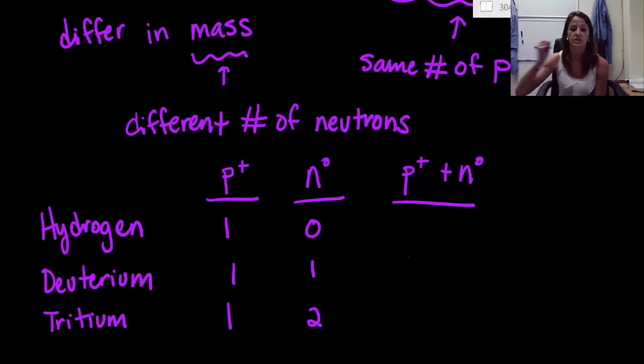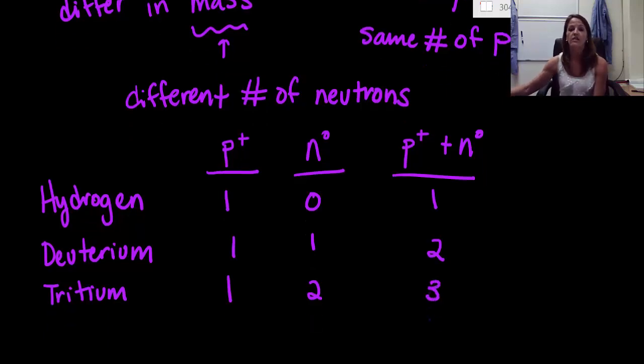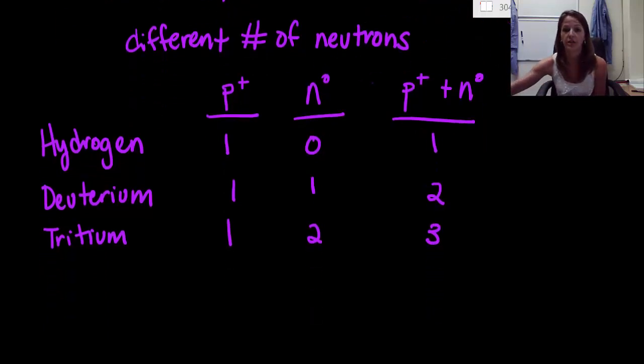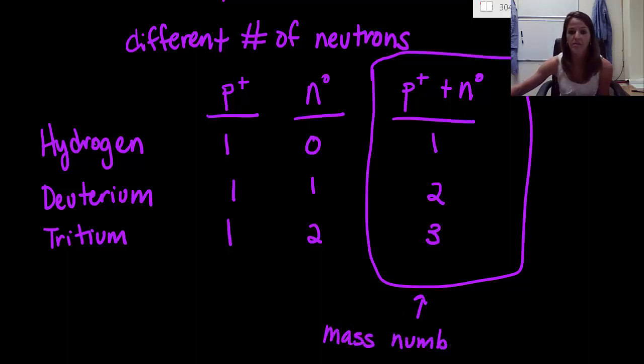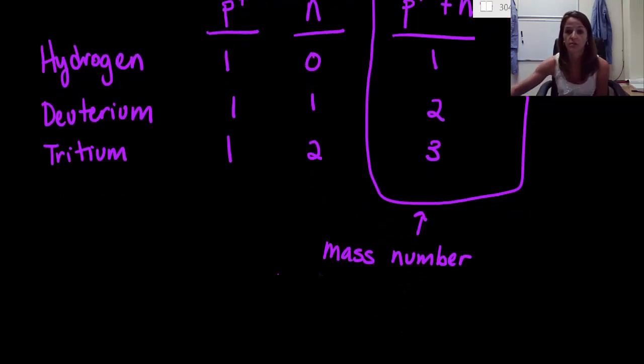So now, what we're going to do is add the protons to the neutrons. Hydrogen has 1 plus 0, so that would be 1. Deuterium has 1 plus 1, which gives us 2. And tritium has 1 plus 2, which gives us 3. Now, this section that we just created, the protons plus the neutrons, actually has a very specific name. This part is called the mass number. And the mass number is simply the combination of protons plus neutrons. So to determine the mass number, you literally go protons plus neutrons. Simple, okay? Very, very simple.